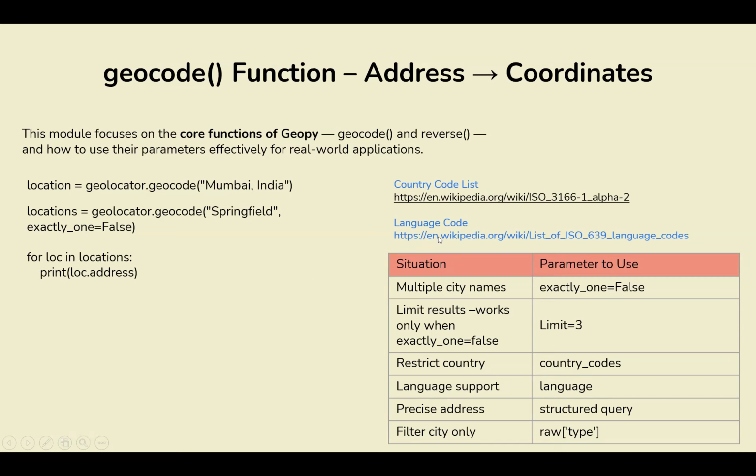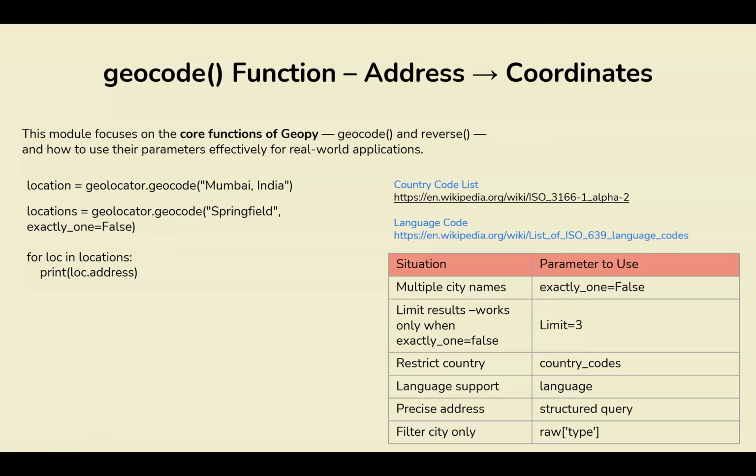So we have the website from where you can get the language code as well. Now coming to the other parameters, multiple city name, exactly one is equal to false. What is the meaning of this? The meaning of this is, let's suppose I want to find out some address, but I have given the parameter exactly one. So it will give you only one result.